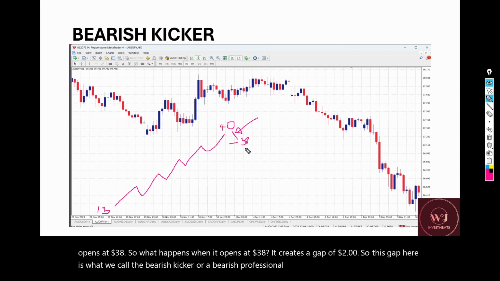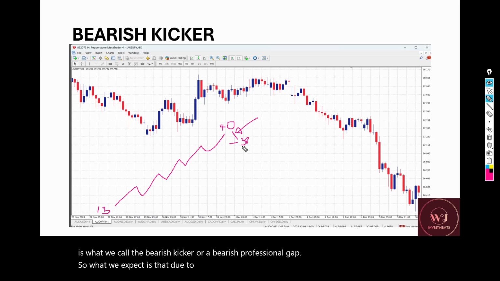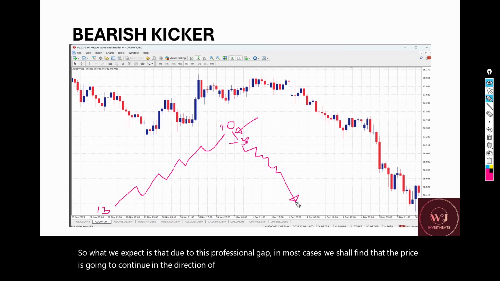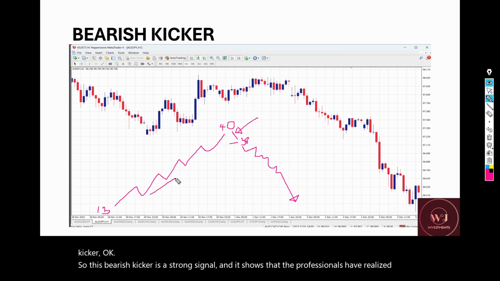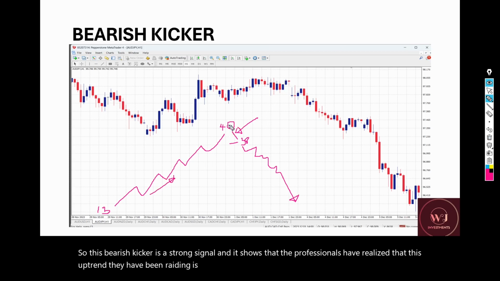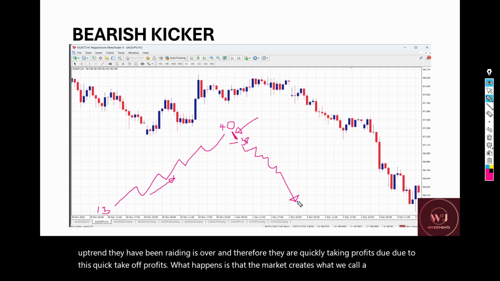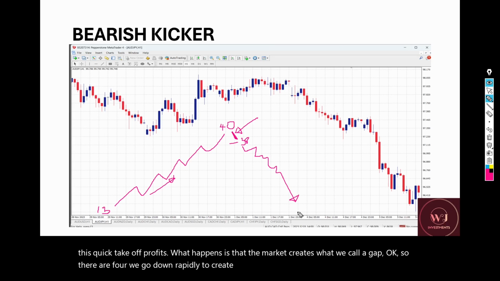So what we expect is that due to this professional gap, in most cases, we shall find that the price is going to continue in the direction of this gap. And therefore, we form what we call a bearish kicker. Okay? So this bearish kicker is a strong signal, and it shows that the professionals have realized that this uptrend they have been riding is over, and therefore they are quickly taking profits. Due to this quick taking of profits, the market creates what we call a gap. So we go down rapidly to create a new trend, which is a downtrend, and therefore this is what we call a bearish kicker.